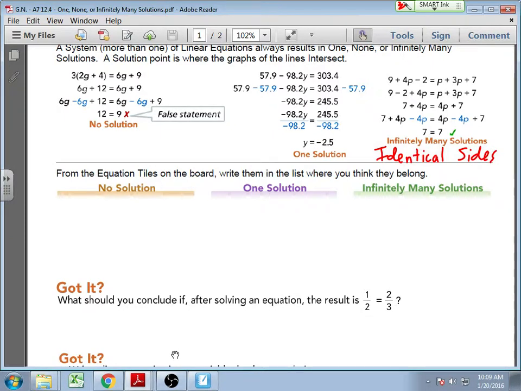You have identical left and right sides, because I could identify that way up here. I have a 7 on both sides. I have a 4p on both sides. I could stop right there and say, hey, we're going to have infinitely many solutions. I have the exact same thing on the left and the right side.